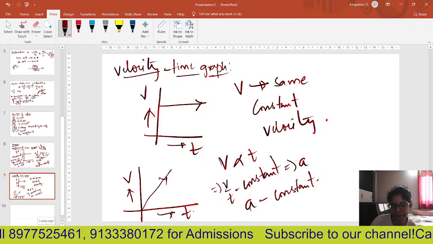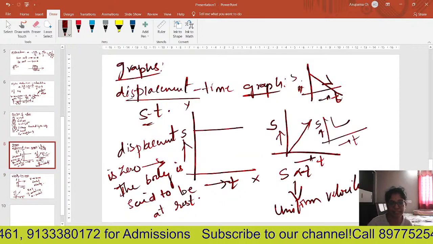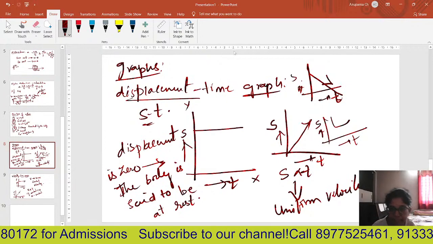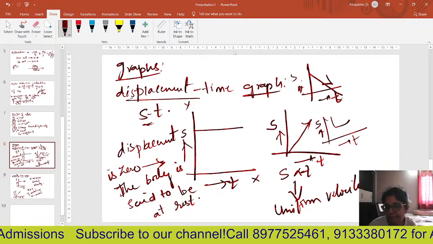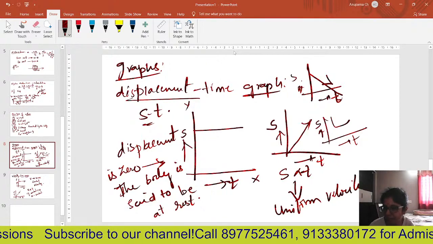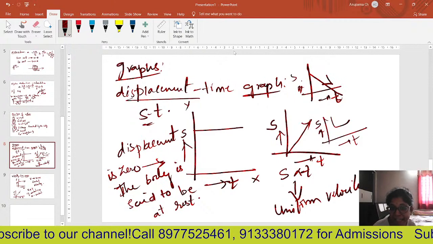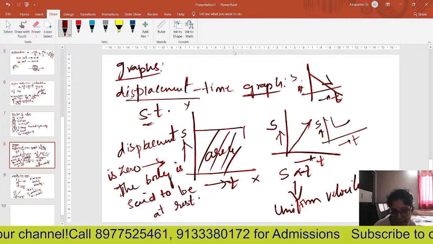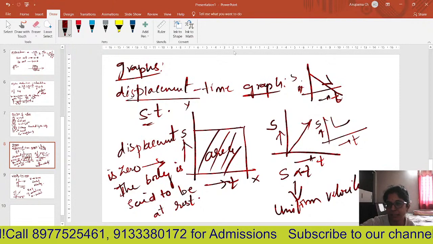One more thing we have to remember. I'll just go back and say, see, here what happens is, this is displacement time graph. Yes, all of you are correct. Fine. This is displacement time graph and area under displacement time graph. Like you need to find out the area, for example. Like area under displacement time graph will give you what?